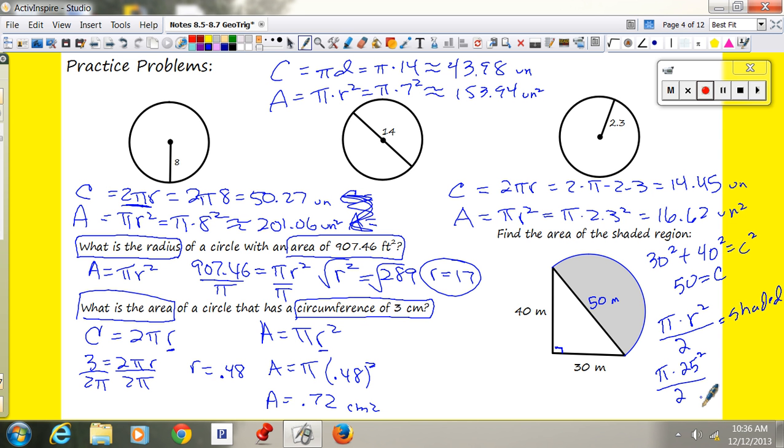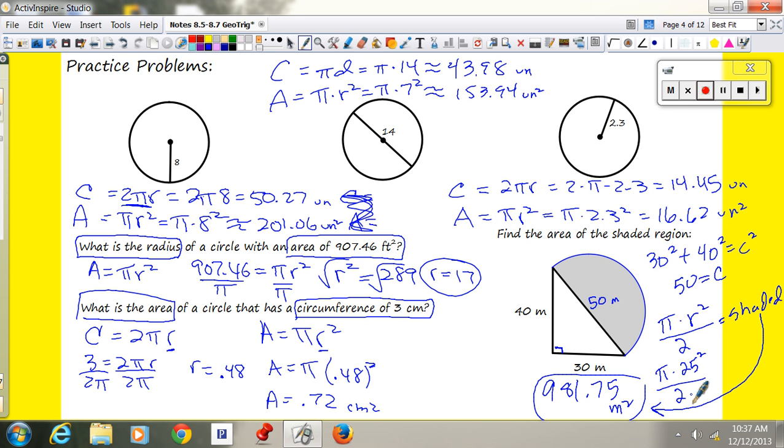So we're going to plug that into our calculator. We're going to get 25 squared is 625, times it by pi, and then divide it by 2. 981.75 square meters. That's just the shaded part. So the shaded is that area right there. If you had not divided it by 2, you would have had a whole circle. That'd be like 1900 or something.